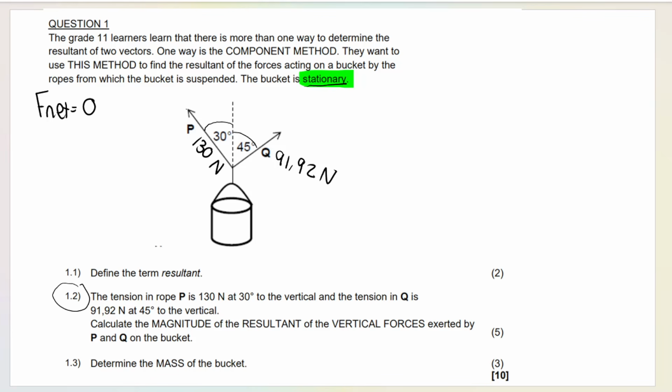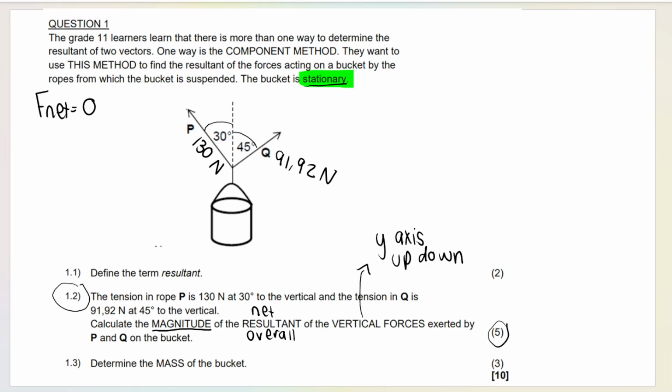Calculate the magnitude, now remember magnitude is just the amount or the size, of the resultant, remember resultant is another word for net or overall, of the vertical forces, remember vertical forces go along the y-axis, so those are the up-down forces, exerted by P and Q on the bucket. Okay, that's a lot. They say it's 5 marks, which we know means we're going to have to be doing quite a lot of working out.